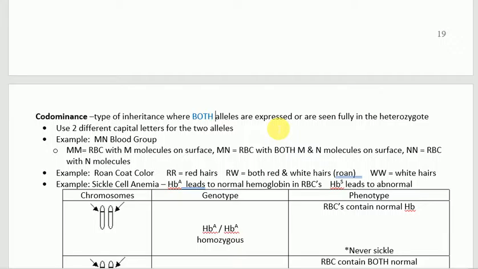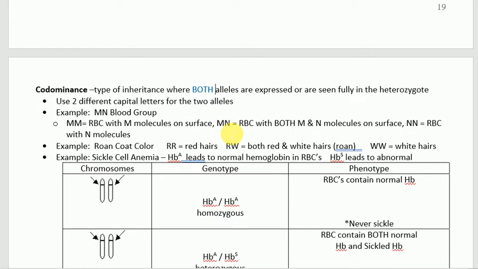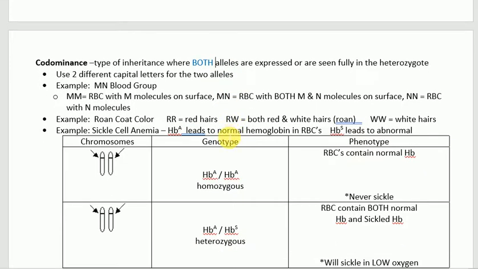Another example would be a Rowan coat color. So you've got some with red hairs, you've got some with red and white, you've got some with white hairs. Another example is sickle cell anemia. So for instance, hemoglobin A leads to normal hemoglobins, hemoglobin S leads to abnormal. So let's look at that.